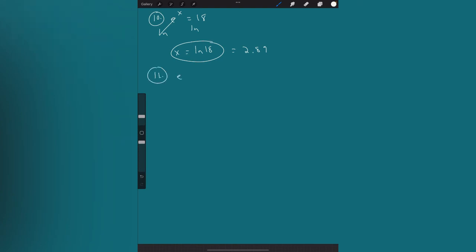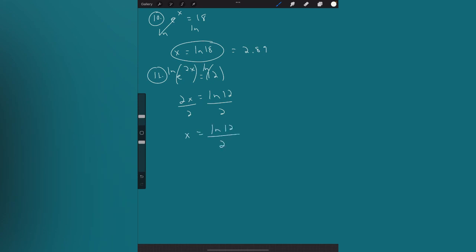All right, number 11. I have e to the power of 2x equals 12. I can just find ln of each side here. So I'll say ln of that, and I'll find ln of that. And that would give me 2x is equal to, I'm sorry, 2x is equal to ln of 12. Divide each side by 2, and I get x is equal to ln of 12 divided by 2.